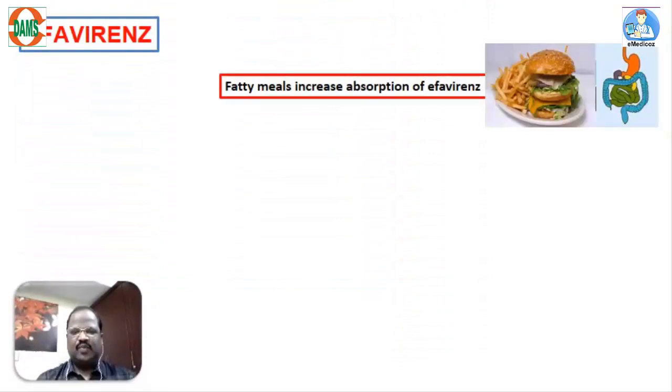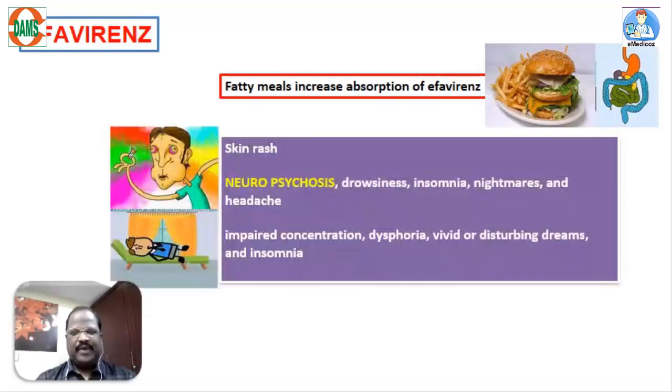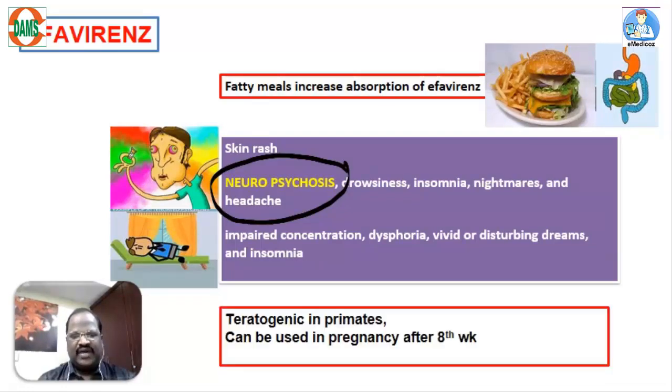Efavirenz, this drug has more absorption when taken with a fatty meal. Coming to adverse effects, similar to all NNRTIs, this drug also causes skin rash, but the unique adverse effect of Efavirenz is neuropsychosis. This point is very important. The unique adverse effect, psychosis, is characterized by insomnia, drowsiness, nightmares, and also headache, poor concentration, vivid dreams, and a lot of problems. So remember, in addition to skin rashes, the unique adverse effect of Efavirenz is neuropsychosis. And Efavirenz is teratogenic in animal models, but can be used in human beings in pregnancy, that is after the 8th week of pregnancy, to prevent vertical transmission of HIV from mother to baby. That is Efavirenz.